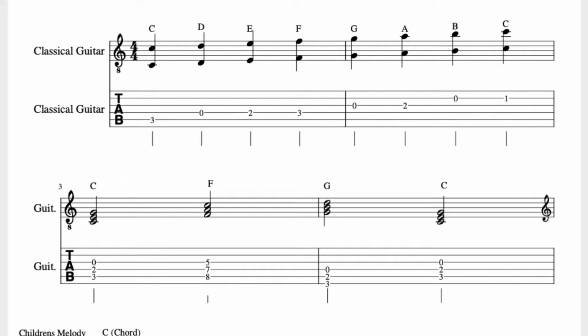So we're starting with C, E, and G. And you can see those notes are the same as C, E, and G. All right, and the tab is the same too. 3, 2, and open G.